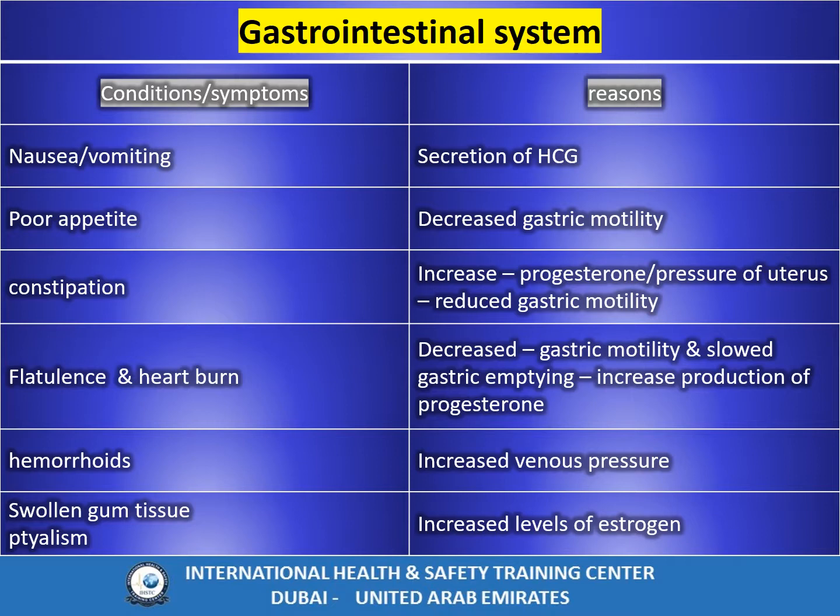Hemorrhoids are more common because of increased venous pressure. Gum tissue may become swollen and easily bleed because of increasing levels of estrogen. There is an excessive secretion of saliva, otherwise called ptyalism. That's because of increased levels of estrogen.